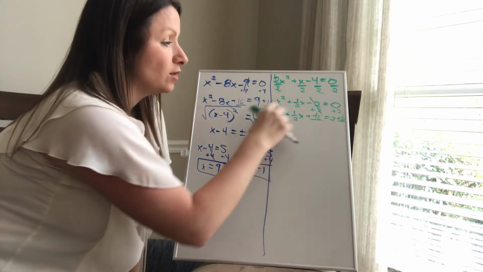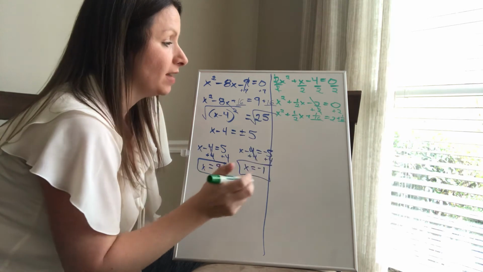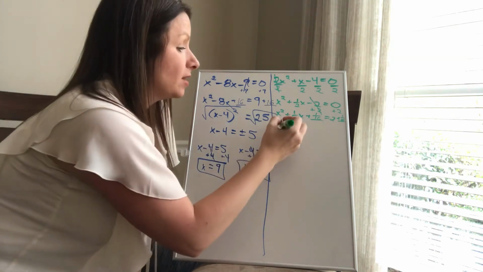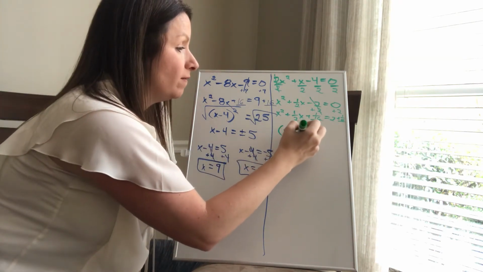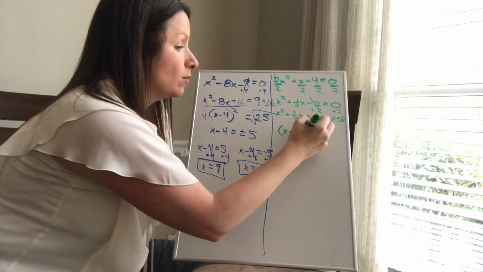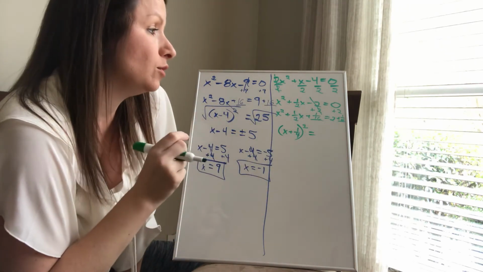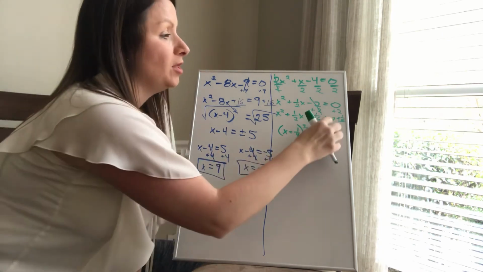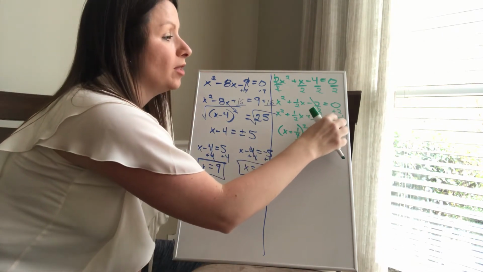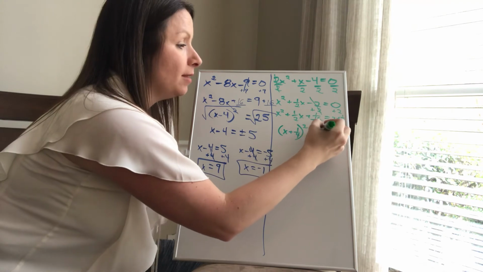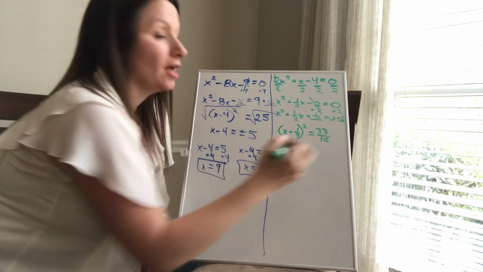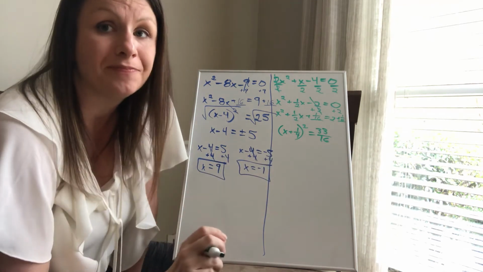So when we factor this trinomial, we take the 1/2 x and we divide it by 2. So that means we have x plus 1/4 squared when we factor it. And that equals 2 plus 1/16. That would be 32 plus 1, which is 33 over 16 as an improper fraction.